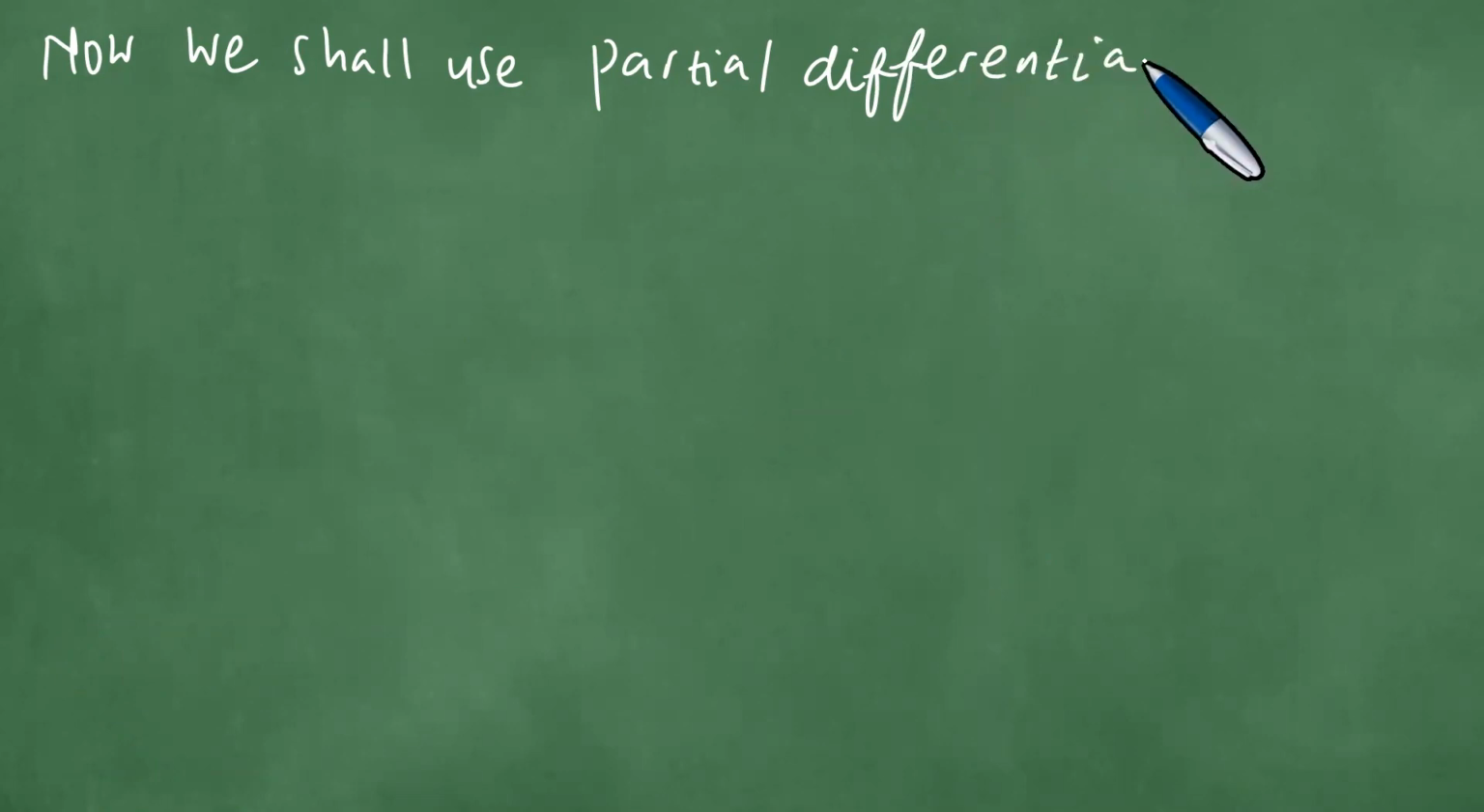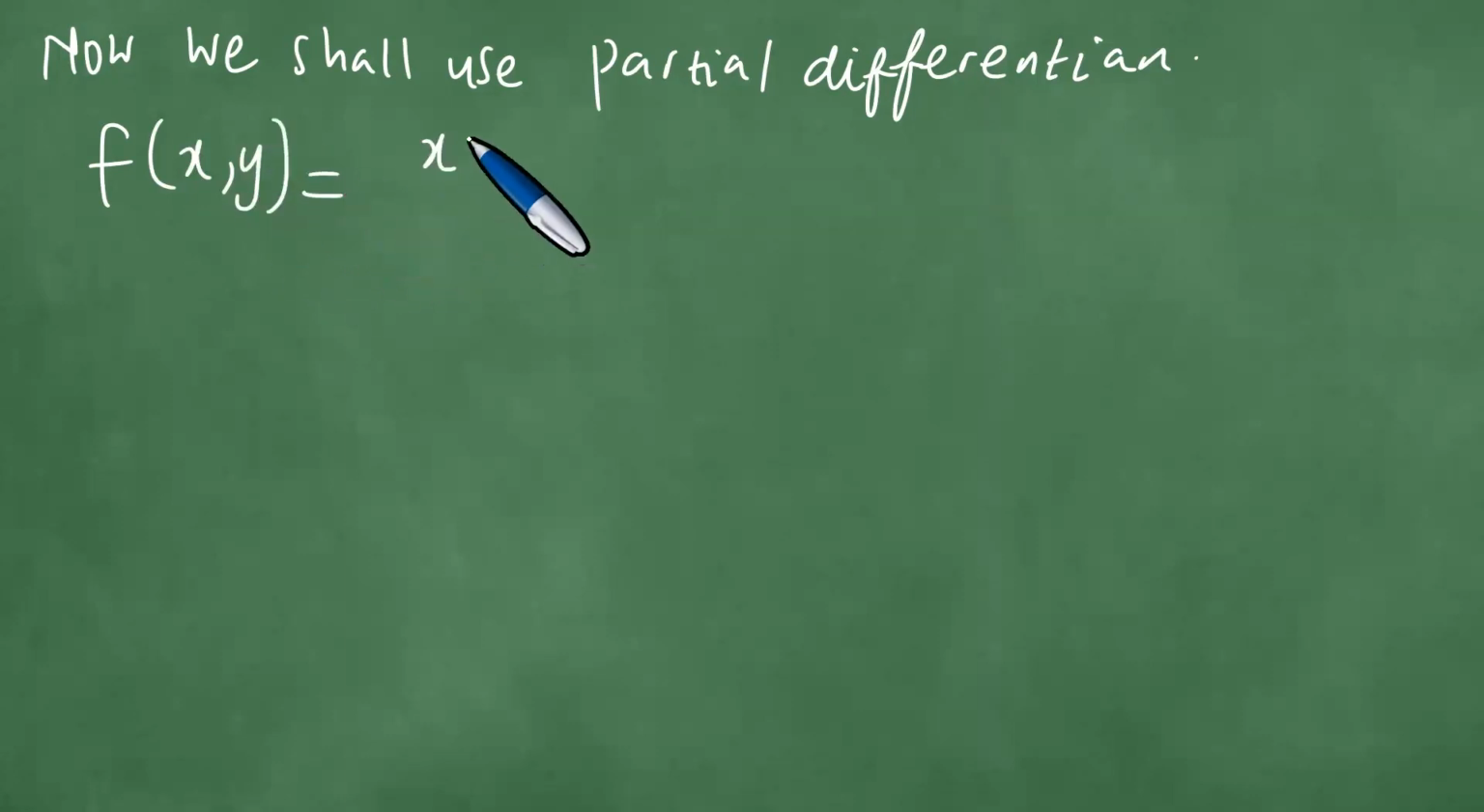Right, so using partial differentiation, we have the function f of x and y, which equals xy divided by x squared plus y squared. Right, with that said, we proceed to obtain the required result. So we shall use partial differentiation. To use partial differentiation, we proceed as follows.